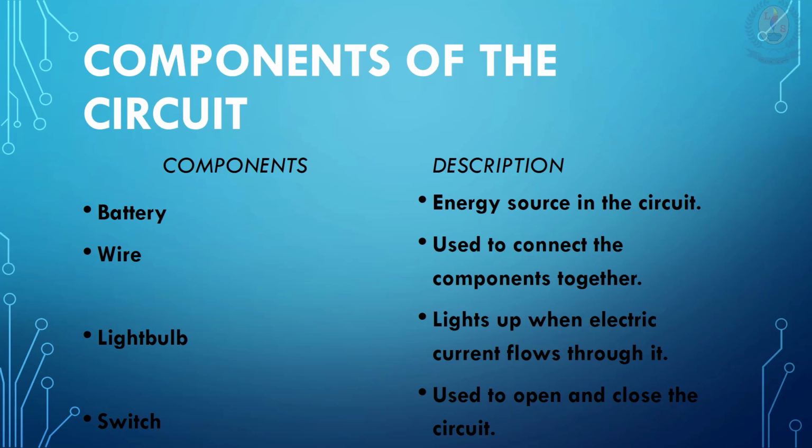Okay, my dear children, now we are going to learn about the components of the circuit and their uses. We know in each and every circuit there is a battery. Why do we use a battery? Yes, the battery is the energy source in the circuit. Each and every battery has a positive terminal and a negative terminal. The battery can supply the energy to flow the electric current around the circuit.